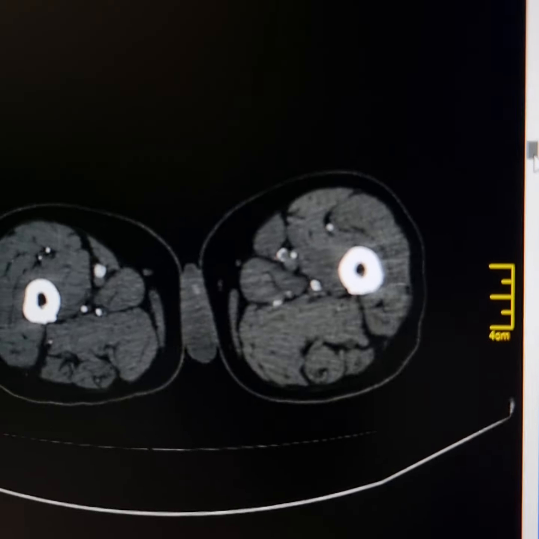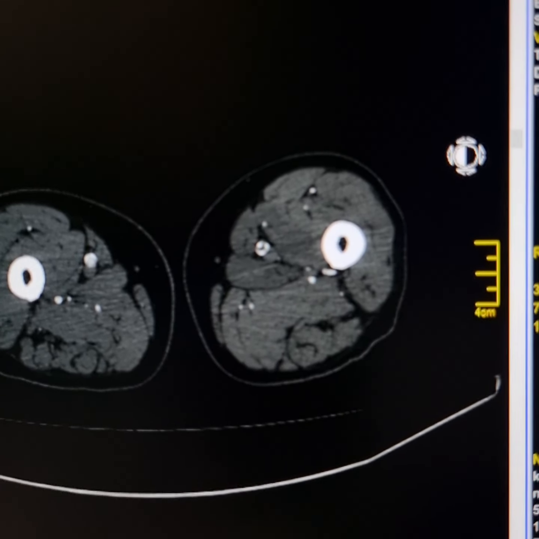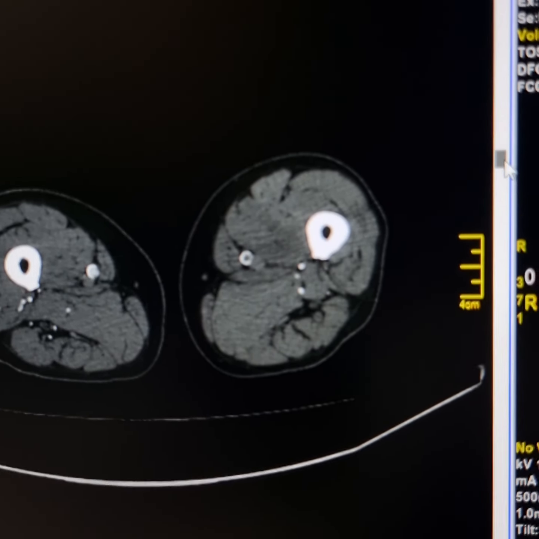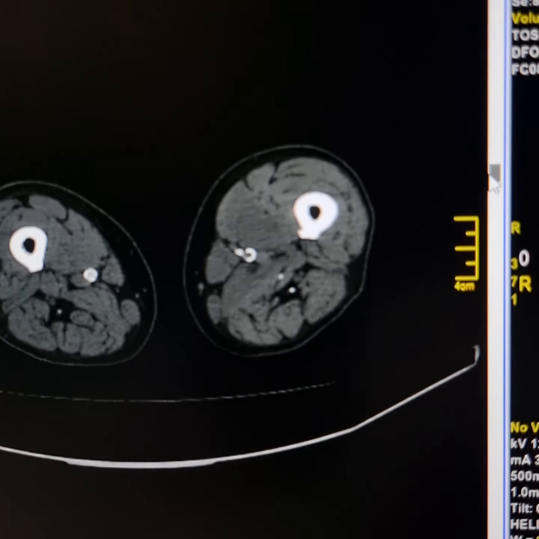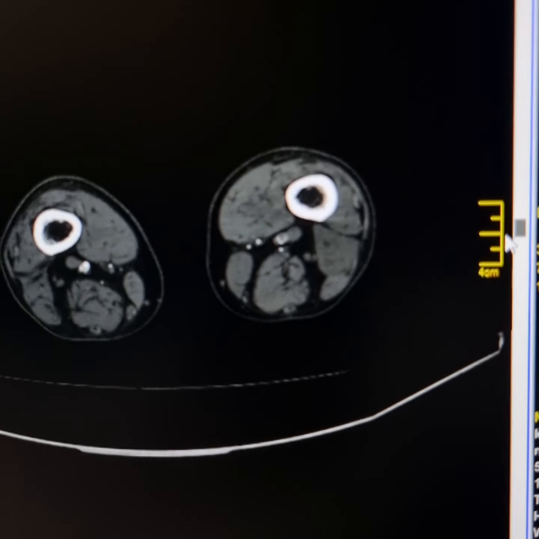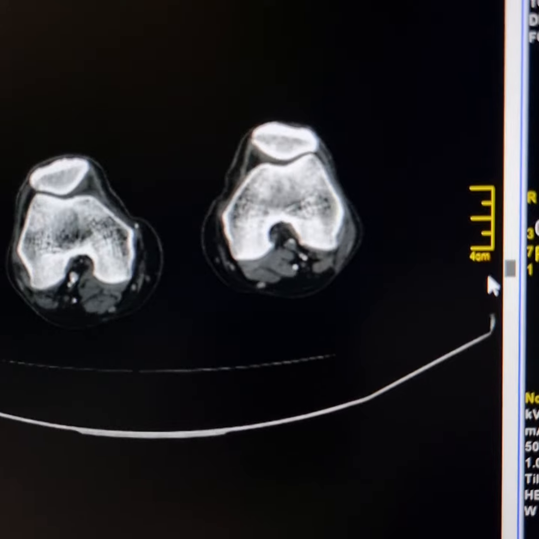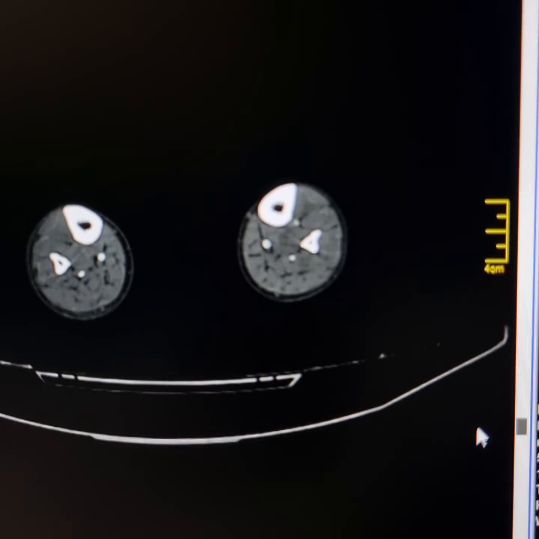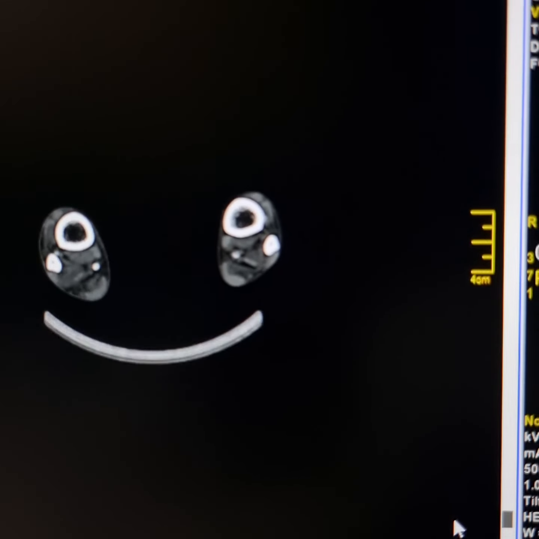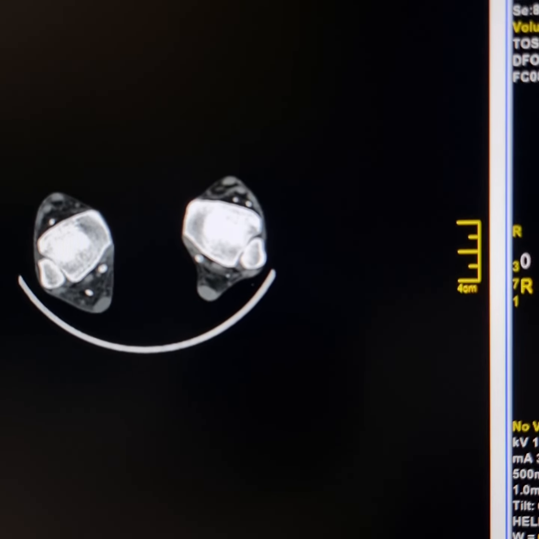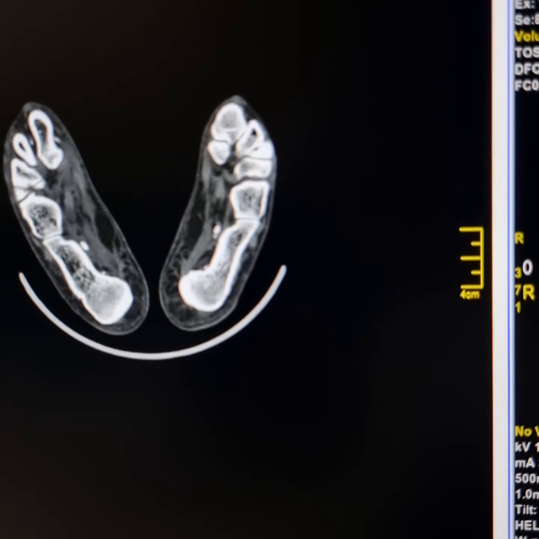While on left side, the lumen is not opacified, so there is complete thrombosis of left superficial femoral artery, popliteal artery, posterior tibial artery, anterior tibial artery, and dorsalis pedis artery. None of these arteries is opacified.